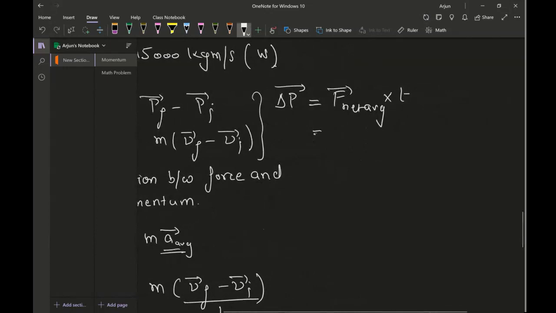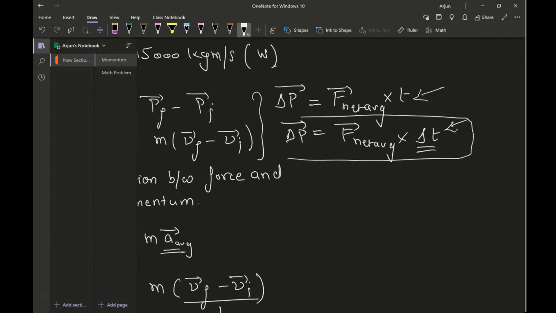Sometimes in some of the books you will see it as F net average times delta t, which means one and the same thing. This basically means the time, or delta t, is the time span across which that force is being applied. So this is another relationship for the change in momentum.